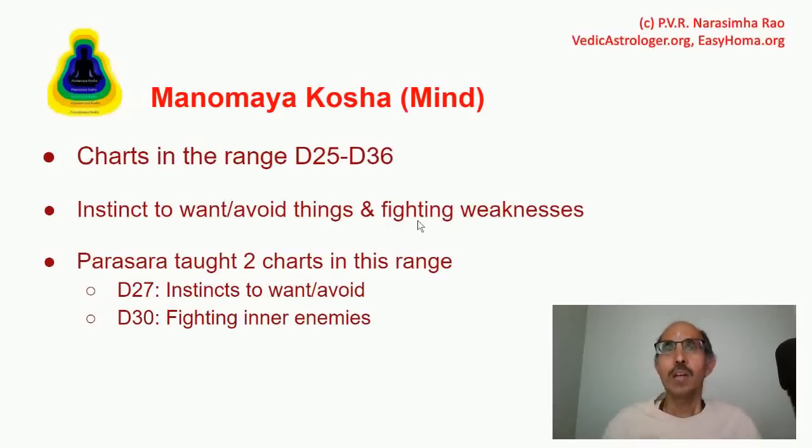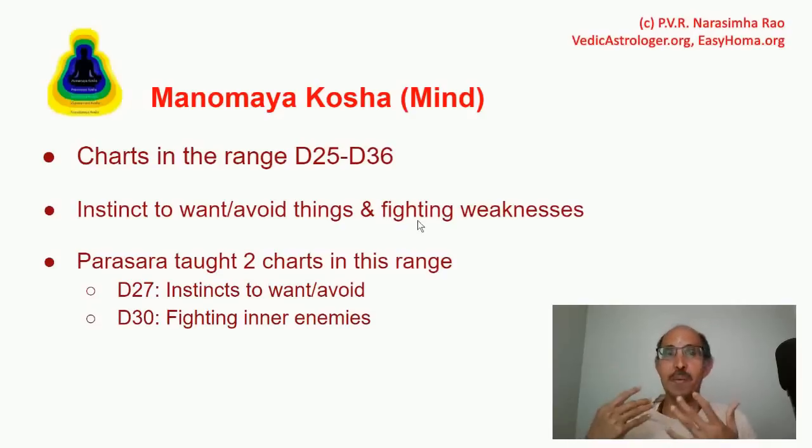And also we have some inner weaknesses. We have to fight the Shadripus at the level of mind. We have Kama, Krodha, Lobha, Moha, Mada, Matsaryas. Kama is desires, Krodha is anger, Lobha is greed, wanting something just for yourself, not sharing with others. Kama, Krodha, Lobha, Moha. Moha is delusion, thinking that this is real. Things that are not really real, things that are impermanent, thinking that they are real and permanent.